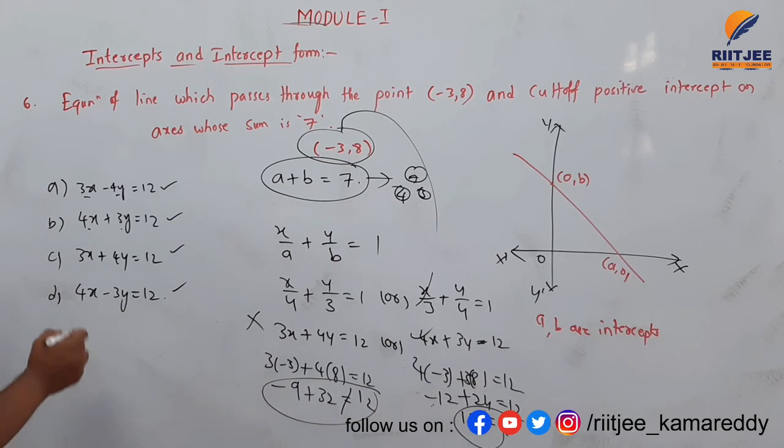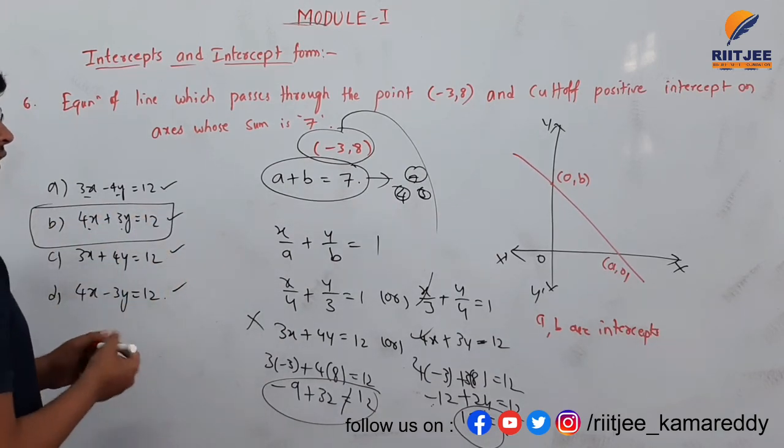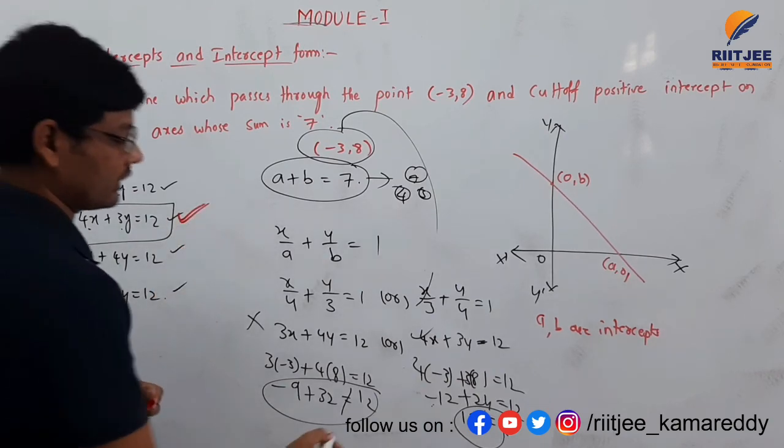4x plus 3y is equal to 12. This is the correct answer for this one.